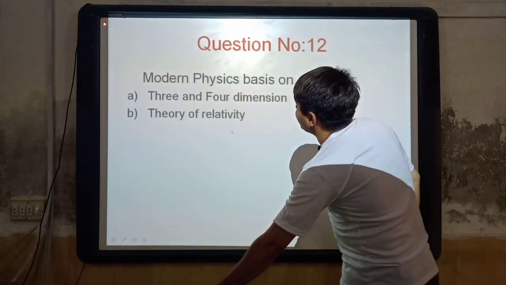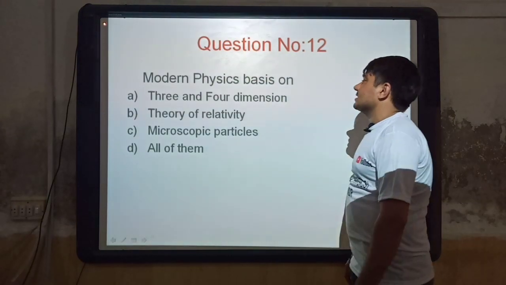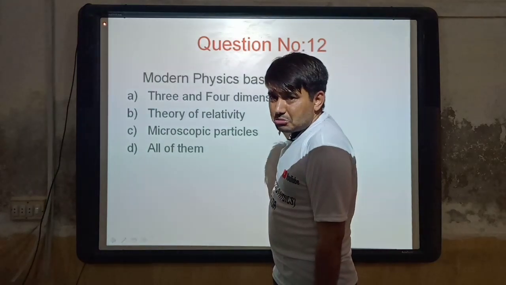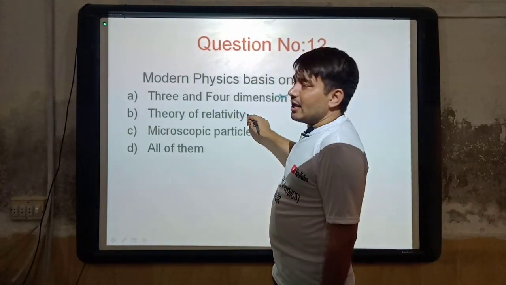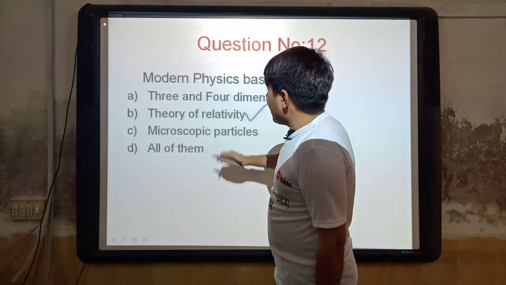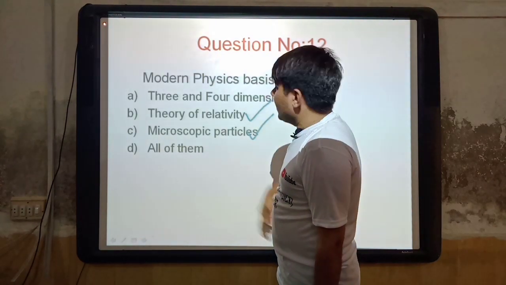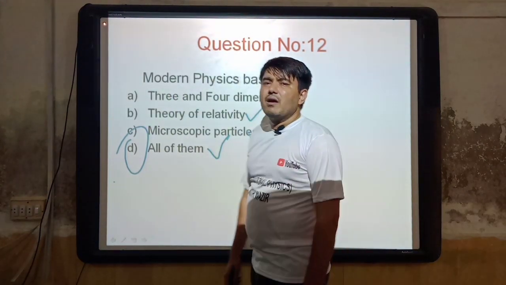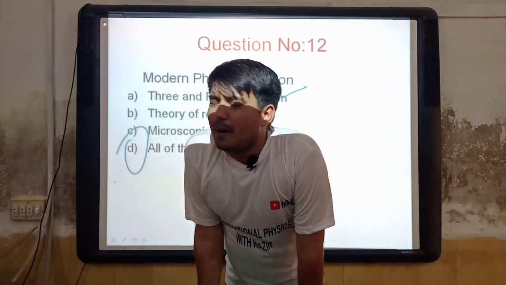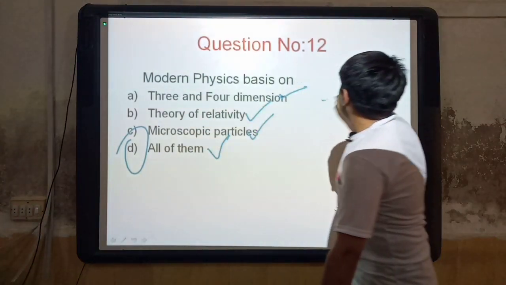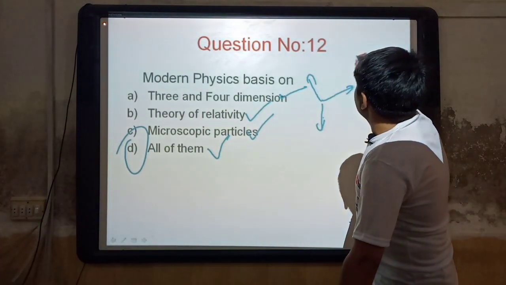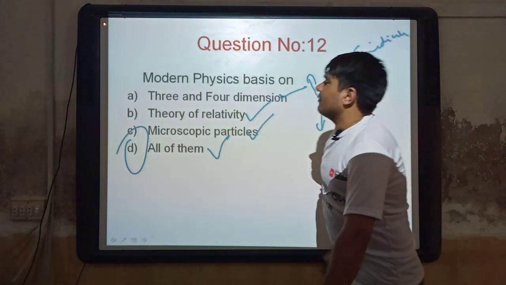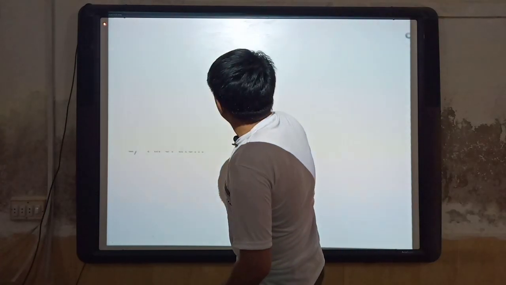Another question for you. Modern physics is based on 3 and 4 dimensions, yes, theory of relativity, yes, microscopic particles, yes, all of them. The correct option is D. Modern physics is based on 3 dimensions, time dilation, theory of relativity, and microscopic particles.